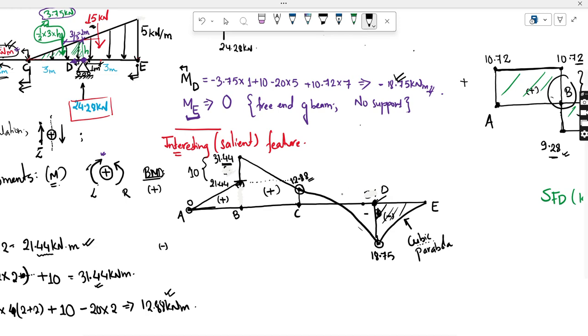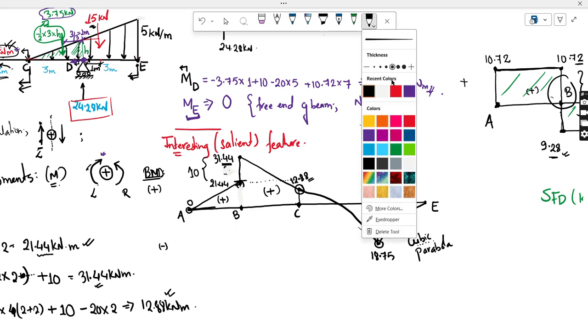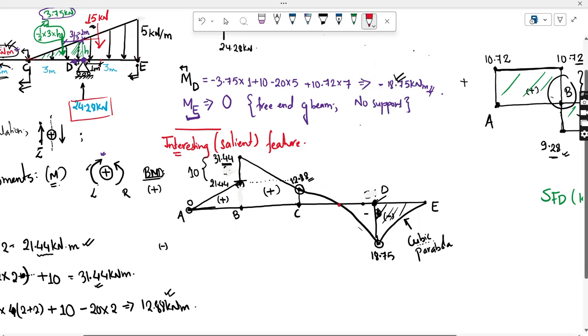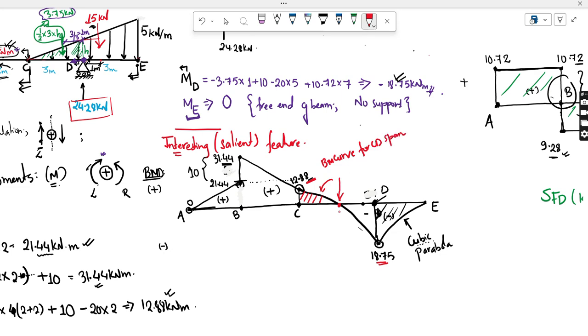Now you can see here this point. Look, this is the most important feature which will be asked millions of times in the exam. Look at this point. What is happening here? In between C and D, in CD span, bending moment has changed from positive 10.88 value to the negative 18.75, and the bending moment curve for CD span has crossed the initial line, this beam axis, at this point. That is, bending moment is zero at this point.